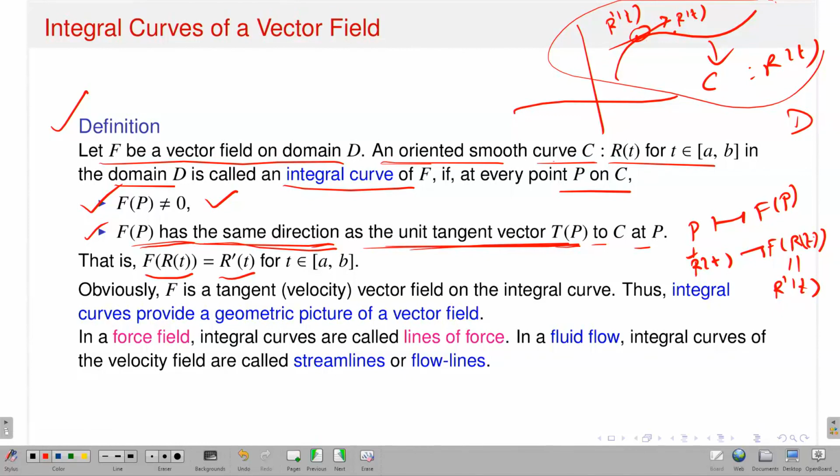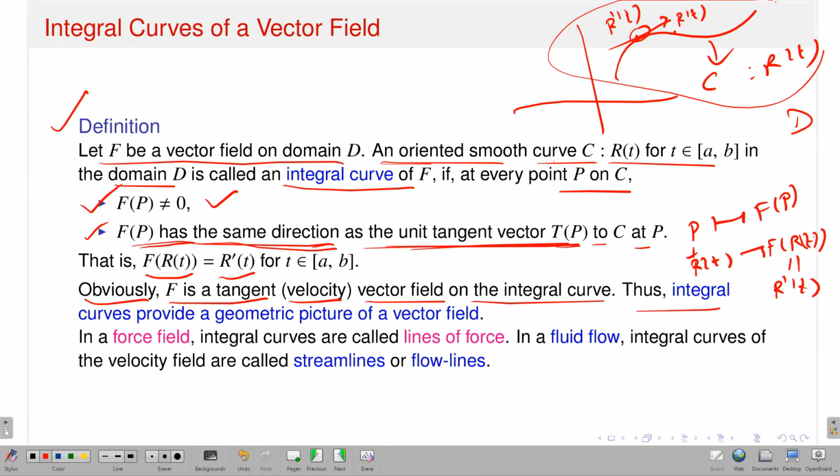P and R of t both are the same. If I take any point P in C, it is of the form R of t, because R is a parameterization of your curve C. That is exactly what I am writing, because I am associating the tangent vector. So, therefore, obviously capital F is the tangent, or sometimes called velocity, vector field on the integral curve, because for each point in the curve, what vector am I associating? I am associating the tangent vector, or sometimes the velocity vector.